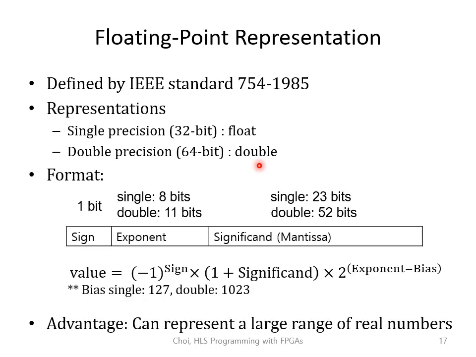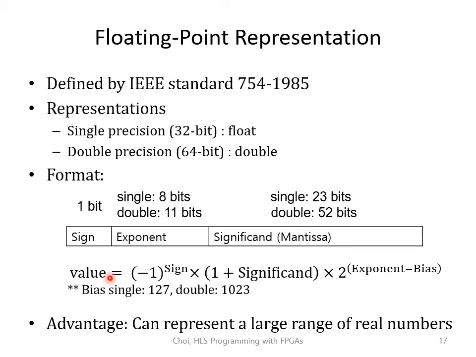Let's look at the format of floating point representation. The first one is the sign bit, and then comes the exponent field. In single precision, it's going to be 8 bits, and for the double precision, it's going to be 11 bits. The last field is the significand, also called the mantissa or the fractional bits. It is 23 bits for the single precision and 52 bits for the double precision.